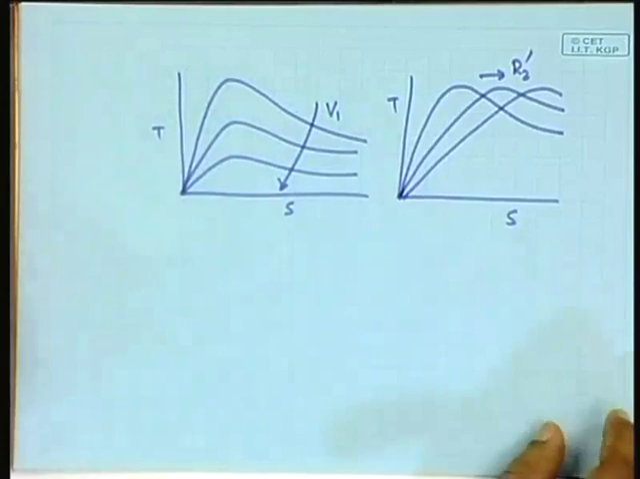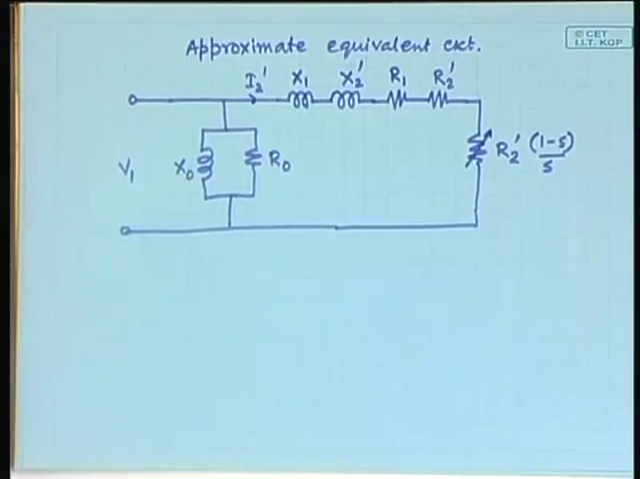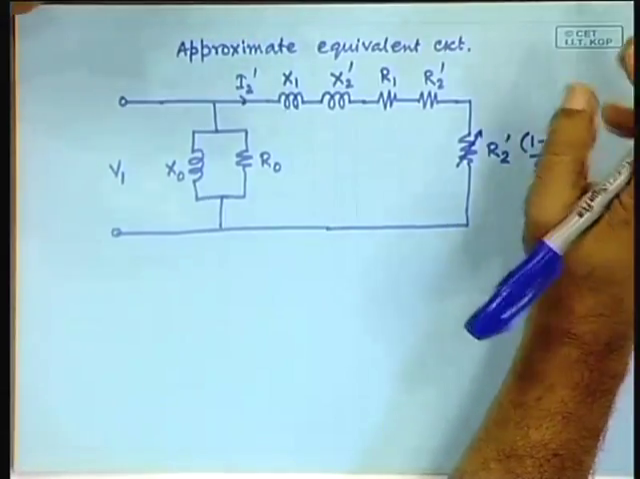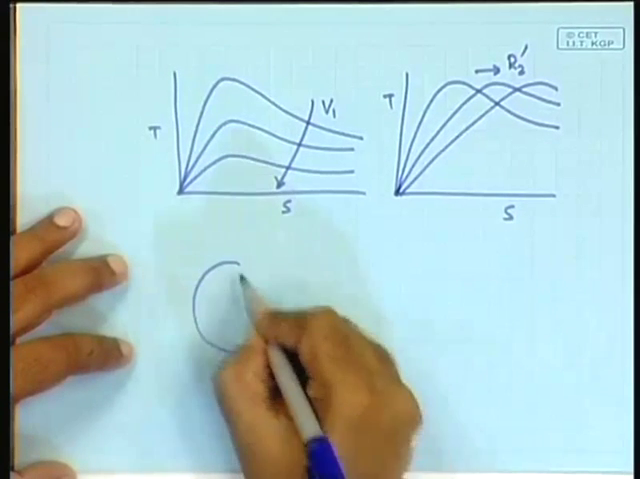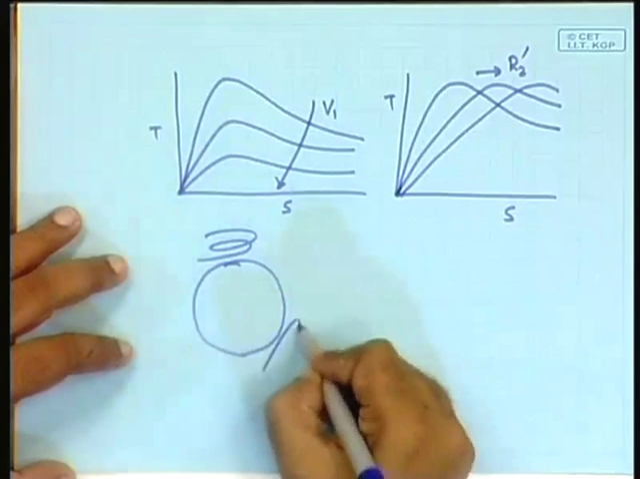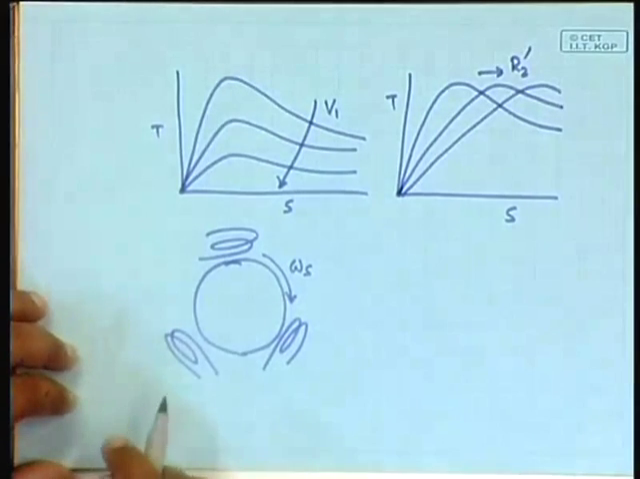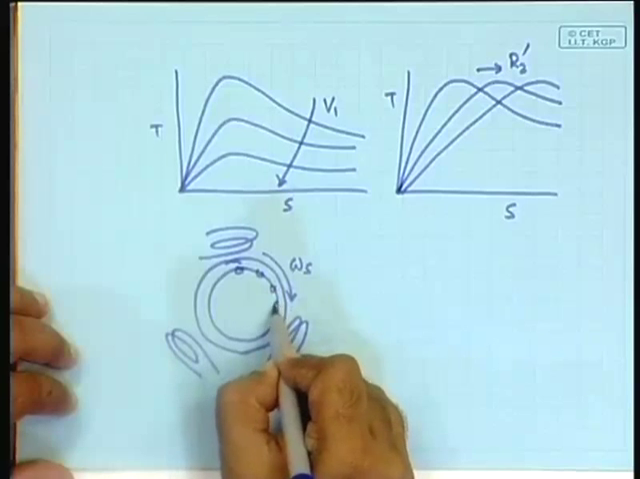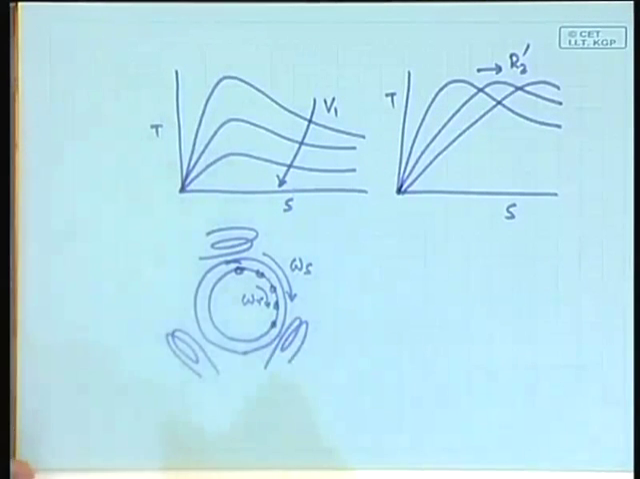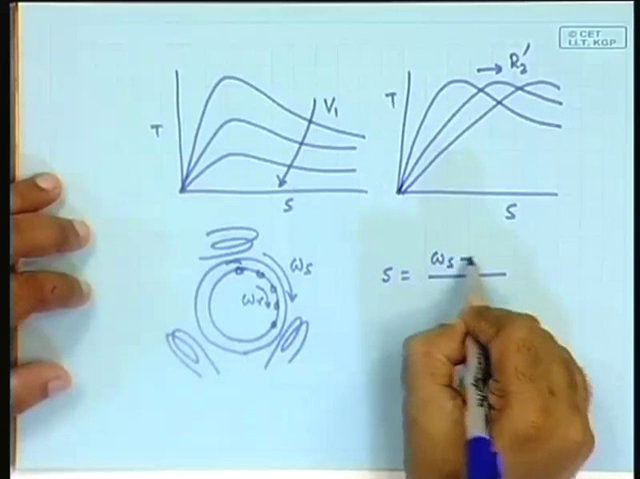So, now we will discuss the generator. Let us get back to the equivalent circuit. In the generator, what is happening? If you have the stator like this, the stator has windings like this, which I drew schematically, and I said that the stator field rotates with the speed omega s, and there is a rotor, which has conductors, and the conductors are rotating at omega r. And so far we said that the slip is omega s minus omega r by omega s.